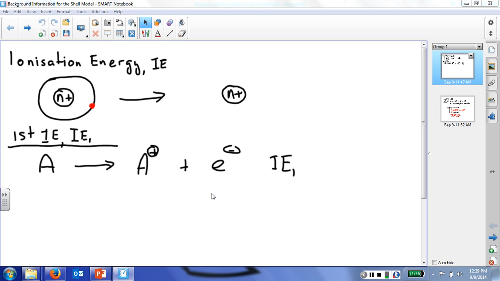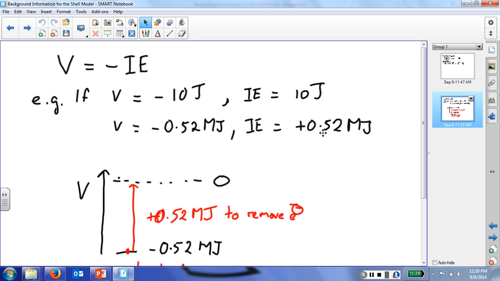and the electron. It turns out that there is a relationship between the potential energy of an electron and the ionisation energy. It is V equals negative IE. In other words, the value of the potential energy is equal in magnitude but opposite in sign. So for example, if the potential energy was negative 10 joules, then the ionisation energy would be 10 joules. In numbers that we're more likely to see, the potential energy could be negative 0.52 megajoules, and the ionisation energy would be plus 0.52 megajoules.